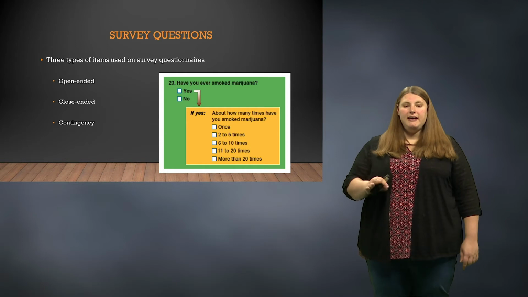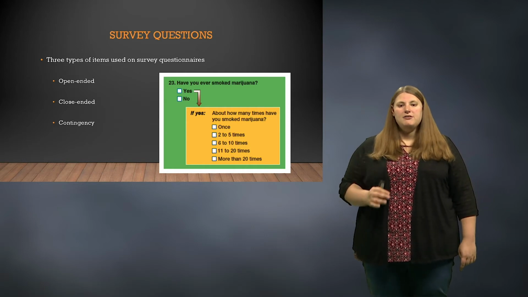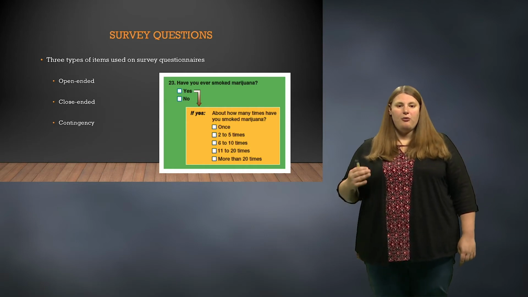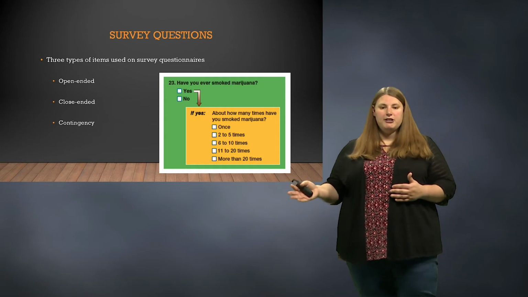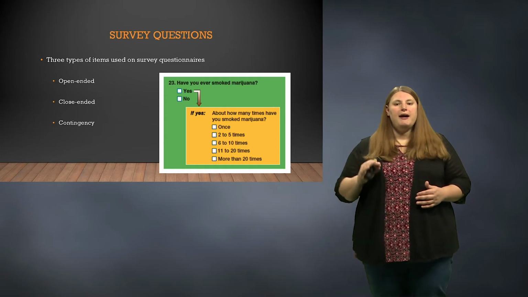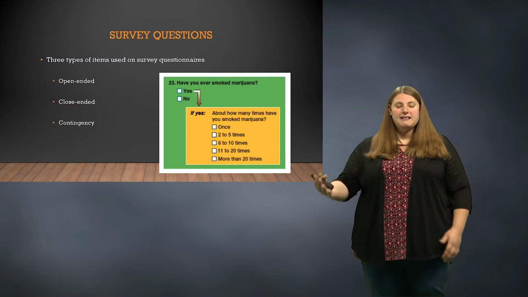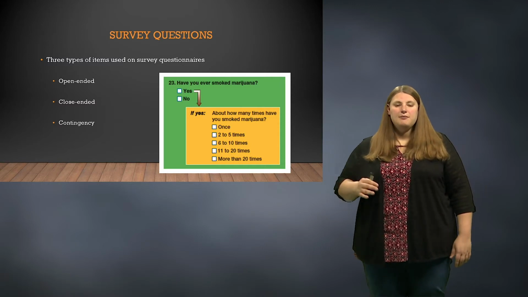For instance, here, question 23 asks the respondent if they've ever smoked marijuana before. If the respondent says no, then they skip to question 24. If the respondent says yes, though, then they're asked to complete a follow-up question that asks them about their frequency of use.